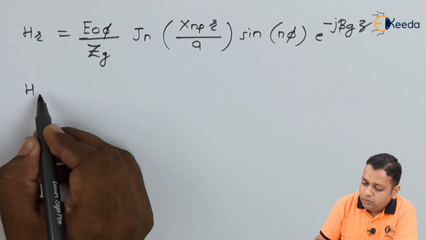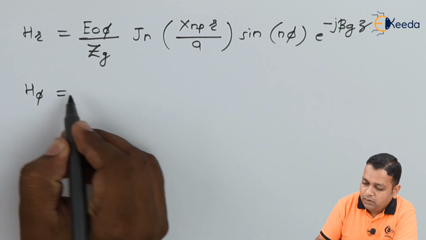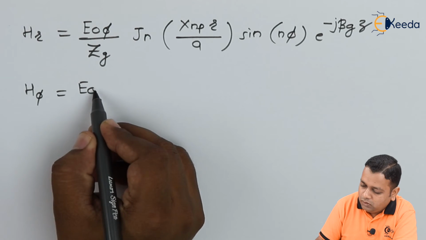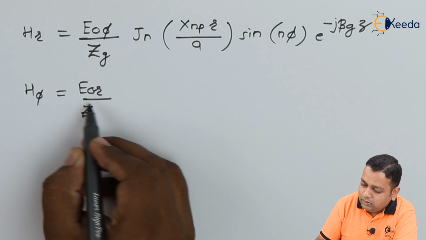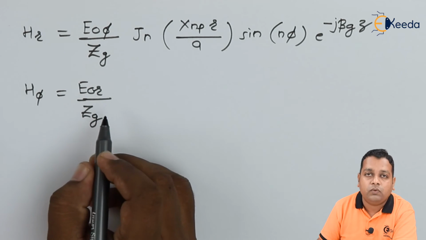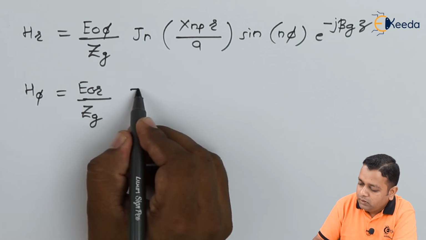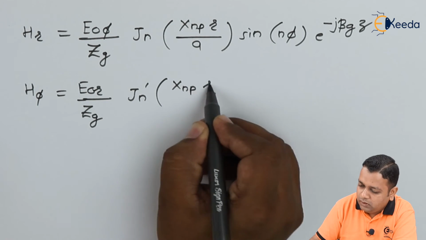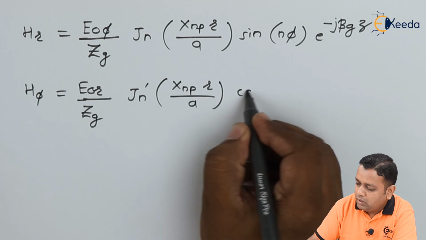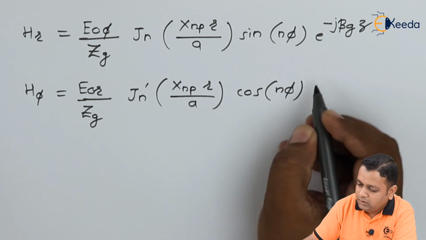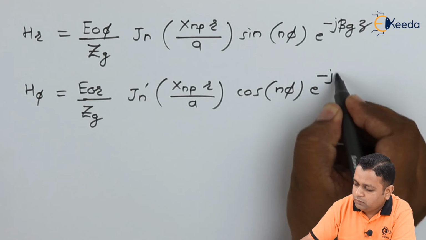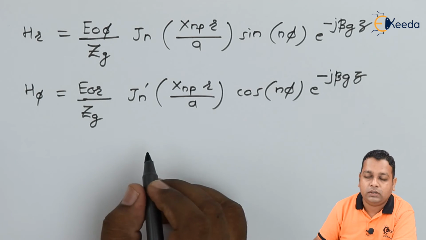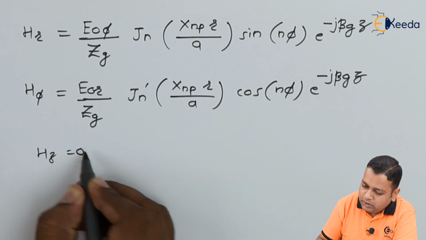We have the second component of the magnetic field intensity, H phi, expressed in the form E0r divided by the impedance inside the waveguide, the wave impedance Zg, into Jn dash as a function of Xnp r divided by small a, into the cosine of n phi, e to the power minus j beta g z, whereas the Hz component is ideally equal to 0.